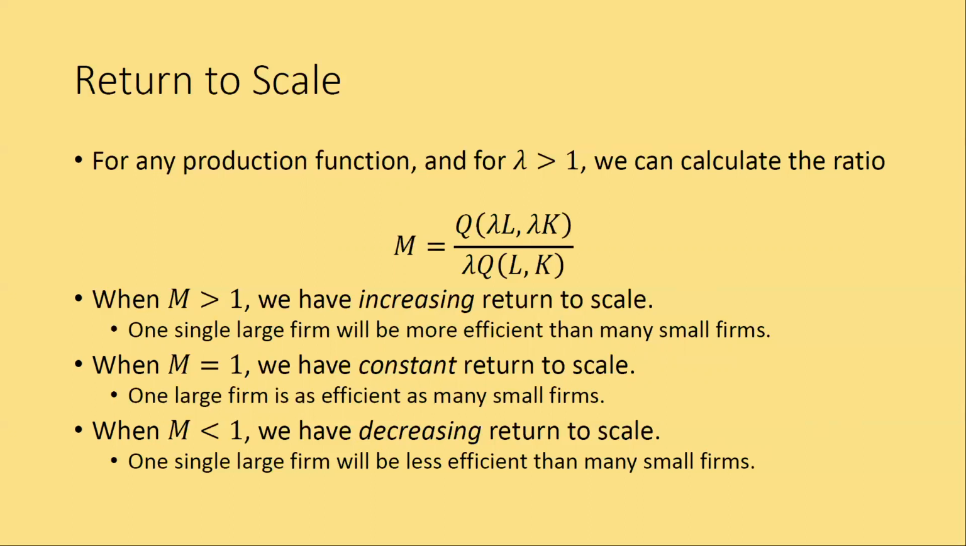So obviously, when we have increasing return to scale, it is more efficient to have a larger firm than several small firms. If it has decreasing return to scale, it would be more efficient to have several smaller firms than to have a single large firm. And if the production function has constant return to scale, then whether we have a large firm or several smaller firms is going to be the same.